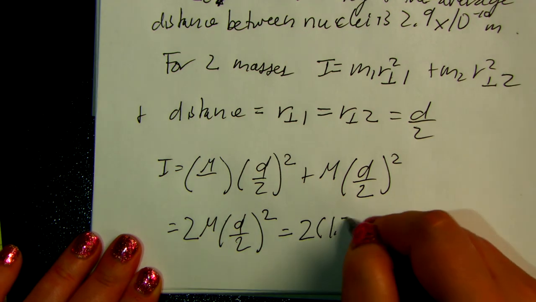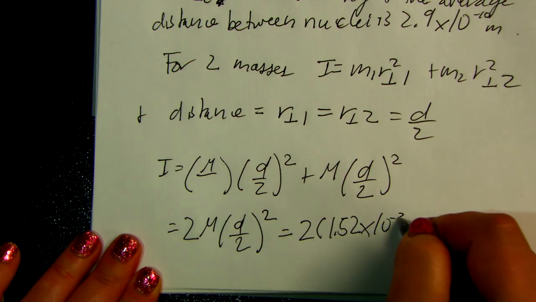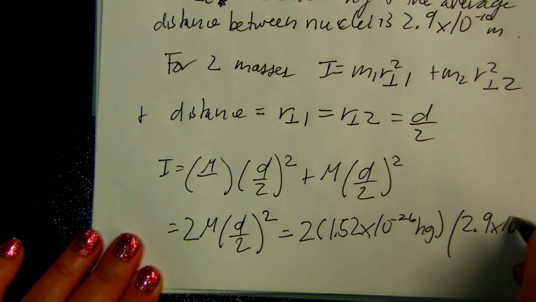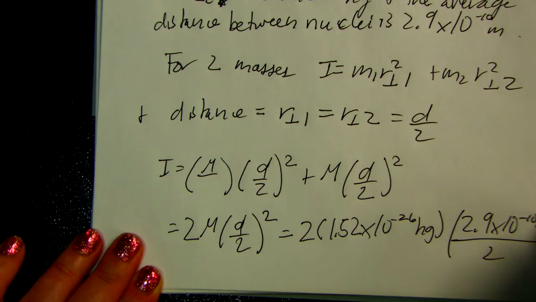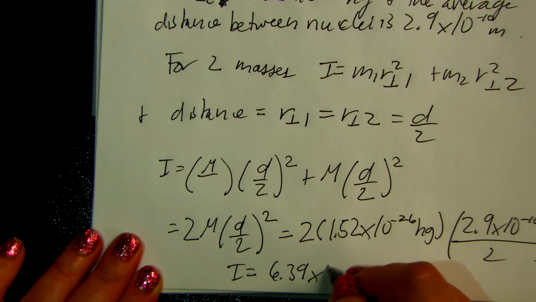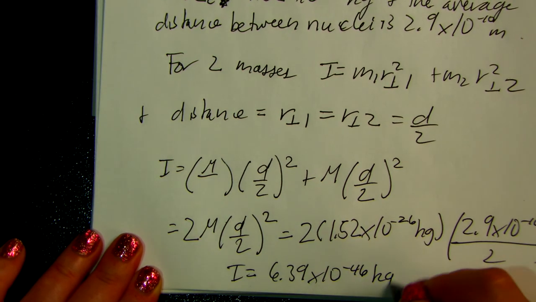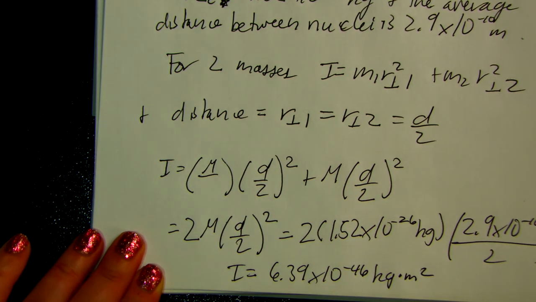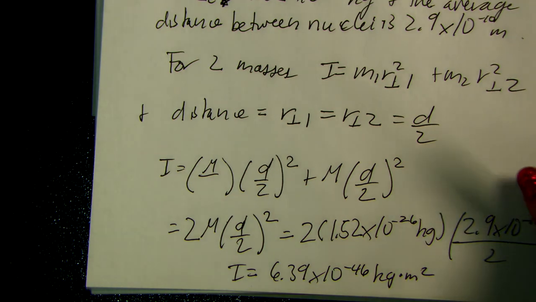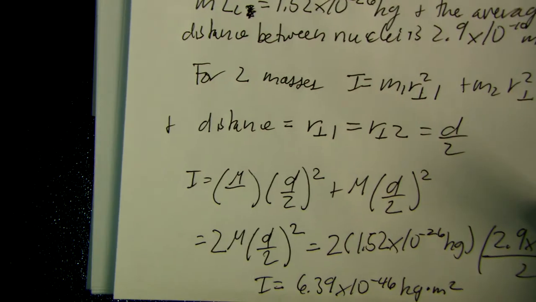2 times 1.52 times 10 to the minus 26 kilograms times 2.9 times 10 to the minus 10 meters divided by 2. Our moment of inertia is equal to 6.39 times 10 to the minus 46 kilogram meters squared. So there we go. We had an object with two masses. We had two distances. We were able to use the most general expression for the moment of inertia to find it. All right, so let us continue.